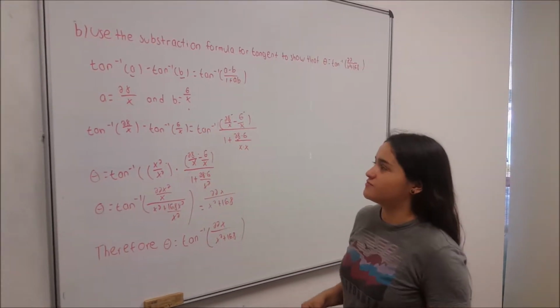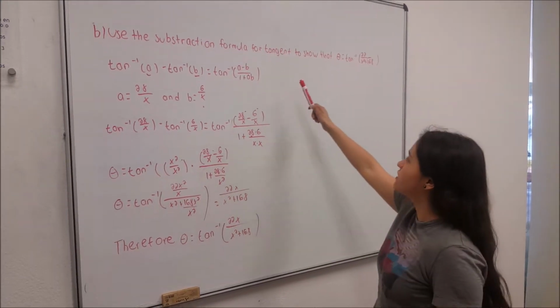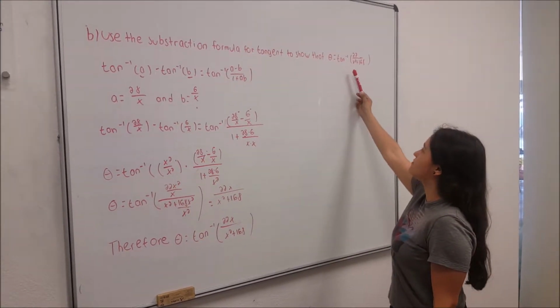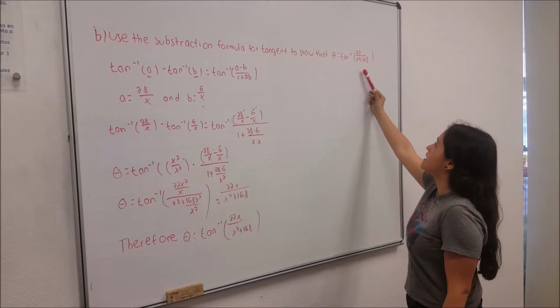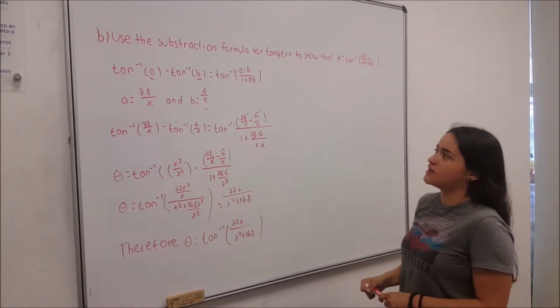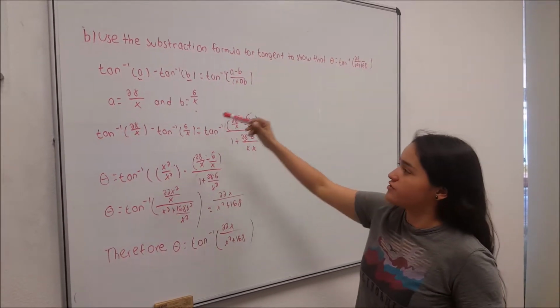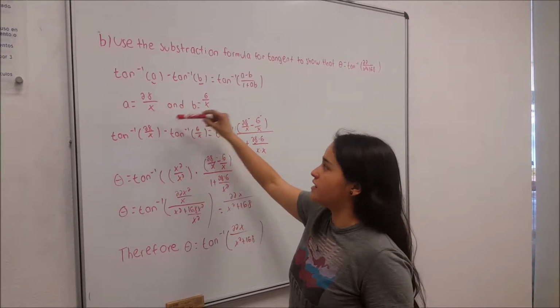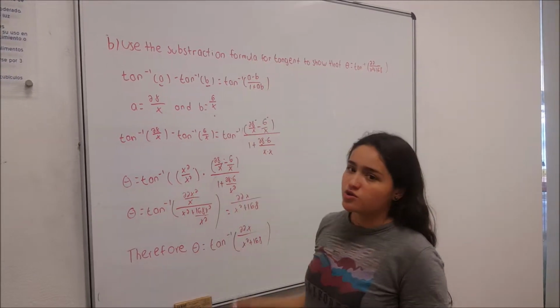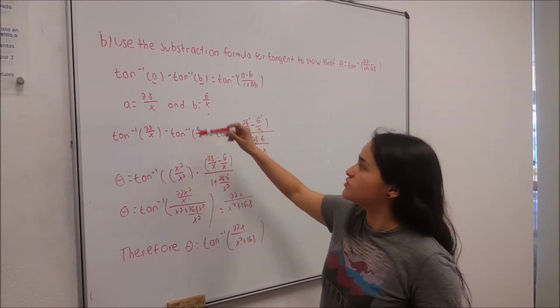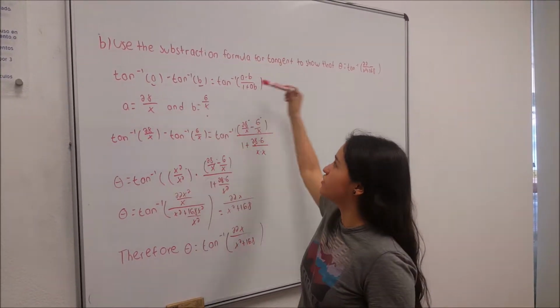Now part B of the problem says to use the subtraction formula for tangent to show that theta equals inverse tangent of 22x over x squared plus 168. So we have that this is the subtraction formula. So we know that a equals 28 over x and b equals 6 over x. So what we are going to do is substitute these values in the original formula.